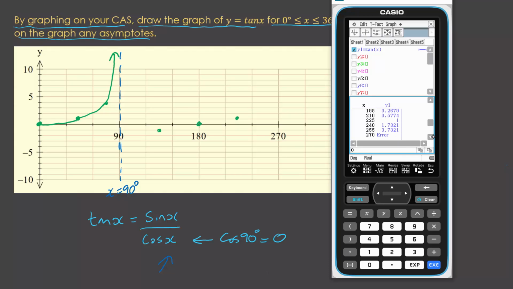If we go to 270, it's an error again. That's because the cosine again is 0 there. So we've got another asymptote here. And if I go back to the graph, you can see where that is. So we've got x equals 270 is an asymptote.